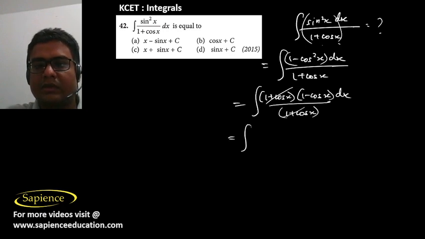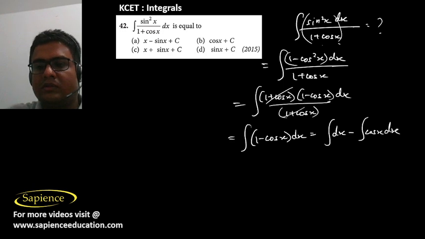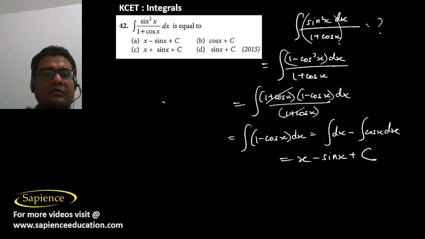This is equal to integral of 1 minus cos x dx, which is equal to integral dx minus integral cos x dx, which is equal to x minus sin x plus c, since the integral of cos x is sin x. So option A is the correct answer.